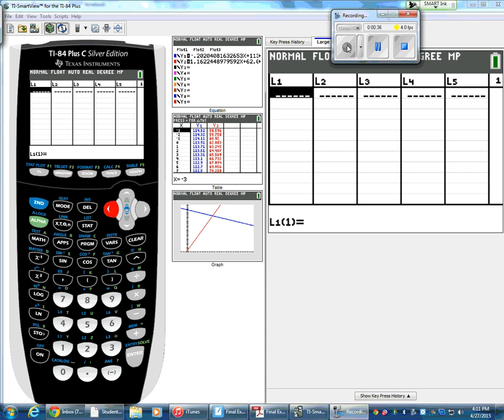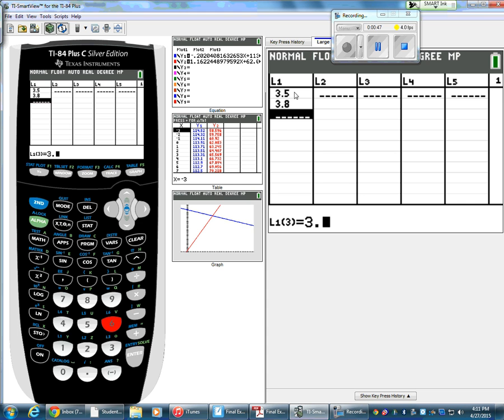Alright, in L1 I'm going to put the entering GPAs, so it would be 3.5, 3.8, 3.6, 3.6, 3.5, 3.9, 4.0, 3.9, 3.5, and 3.7.